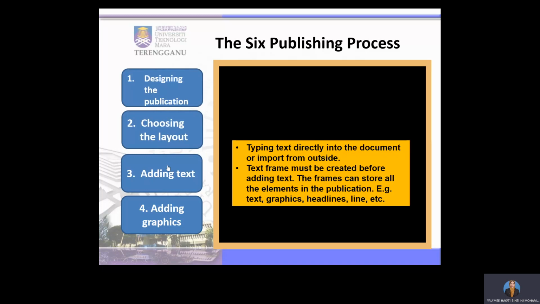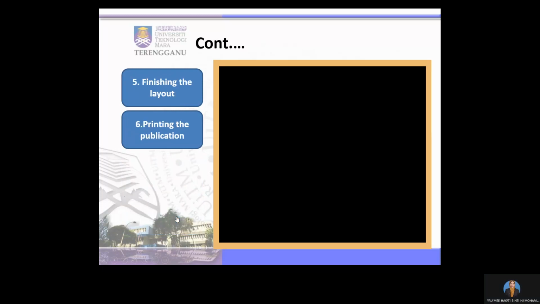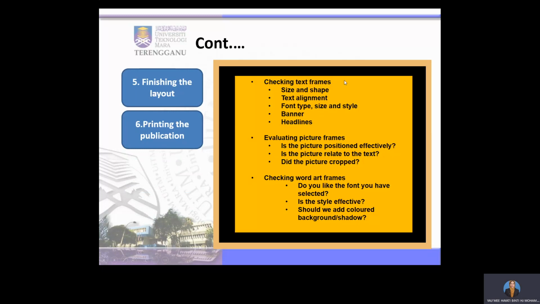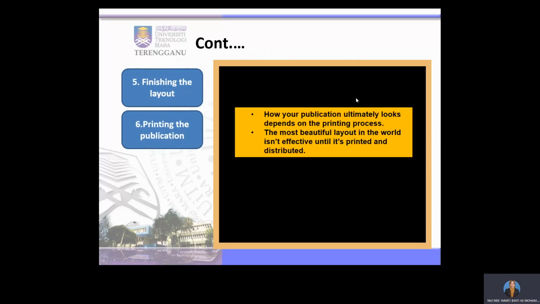The fourth one, adding graphic. Place graphic into picture frames. Publisher has a set of art tools that can be used to create and modify the pictures. Fifth, finishing the layout. During this phase, you need to check the text frames, evaluate the picture frames, and check the WordArt frames. And the last one is printing the publication, if you need. How your publication ultimately looks depends on the printing process. The most beautiful layout in the world isn't effective until it is printed and distributed.